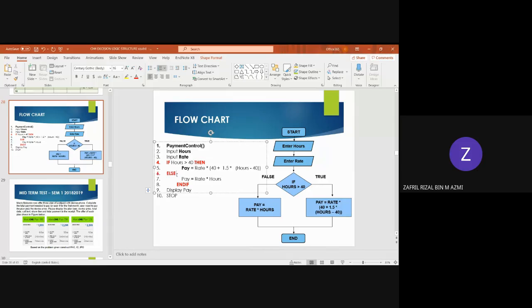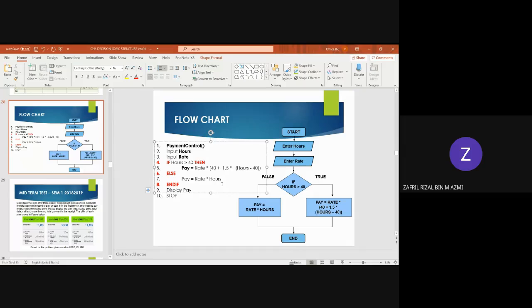For flowchart and algorithm, make sure you write down the indent, meaning the space, correctly. Make sure this is in the same level. Input I. This is slightly indent, ke dalam sikit. Then E is the same level. This is slightly inside. Okay, this is in the same level.